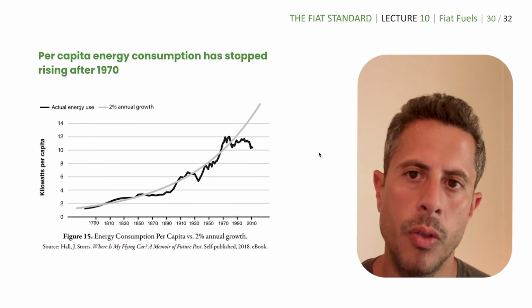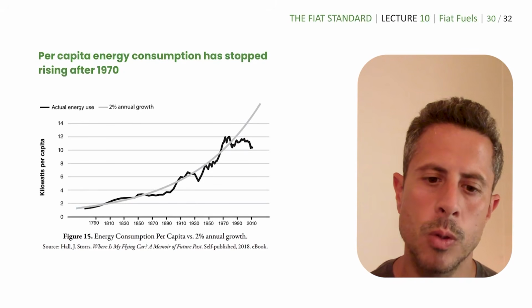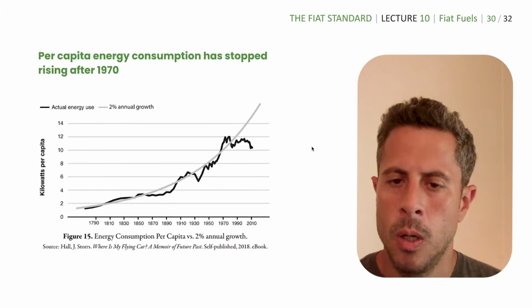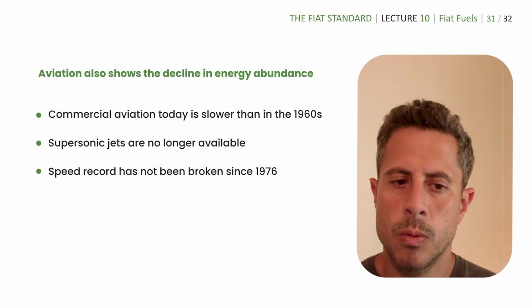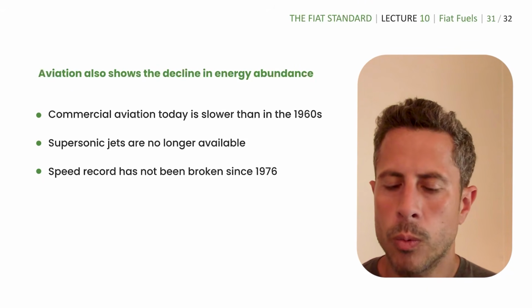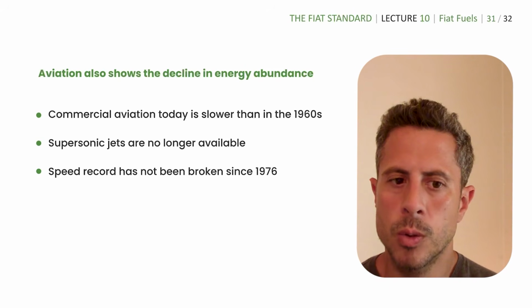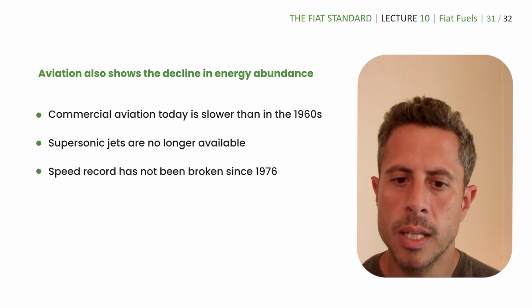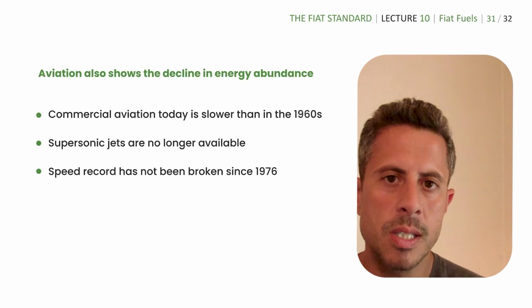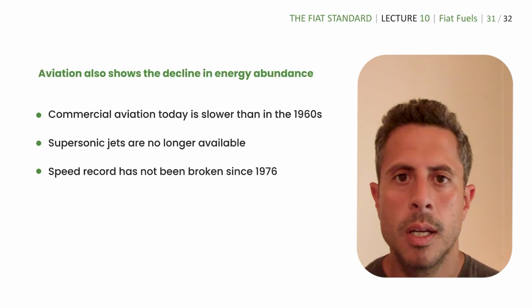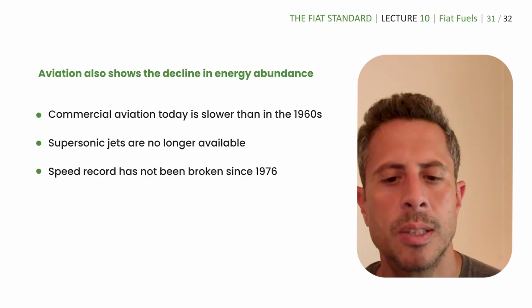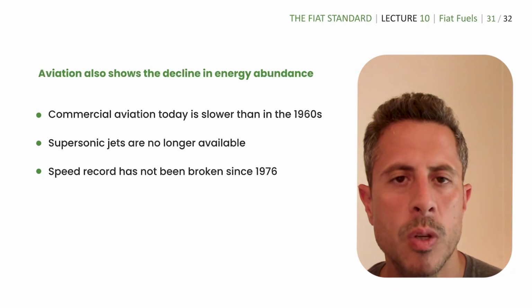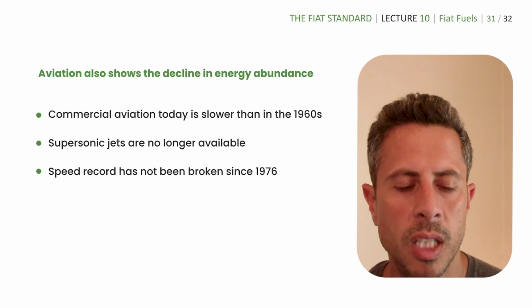So the increase in the energy that we consume has declined, has stopped, and I think we're seeing this reflected in many, many ways. I think aviation is another great way of seeing where this decline shows up. Commercial aviation today is slower than in the 1960s and 70s. I've done a study on this, and I've looked at timetables for airplanes in the 60s and 70s, and they used to be faster than what they are now. Supersonic jets are no longer commercially available.